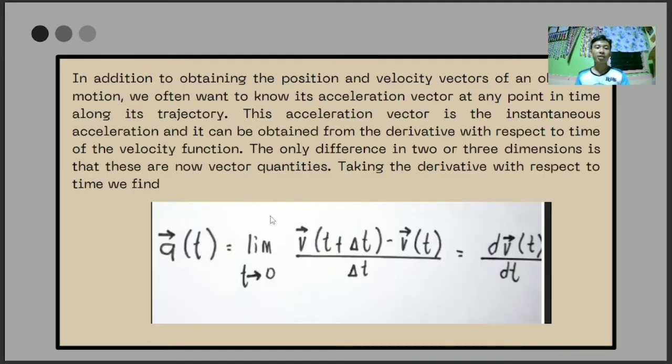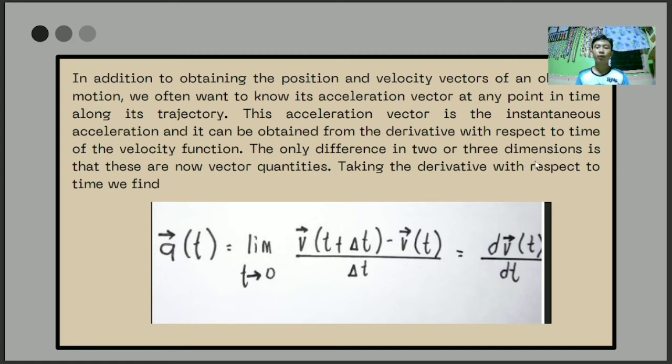So now let us proceed to the acceleration vector. In addition to obtaining the position and velocity vector of an object in motion, we often want to know its acceleration vector at any point in time along its trajectory. This acceleration vector is the instantaneous acceleration, and it can be obtained from the derivative with respect to time of the velocity function. The only difference in 2 or 3 dimensions is that these are now vector quantities.